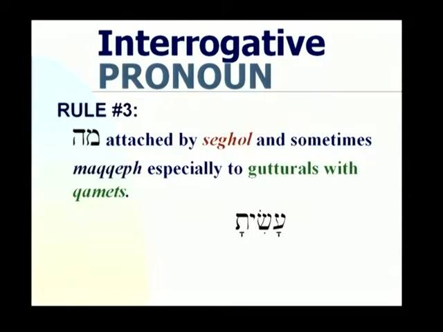Here the ayin has a comets. Asita means you did, or you performed, or you made. What did you do, or what have you done, becomes me asita. Everyone? Me asita. And then asita can also have the same thing without the makef.